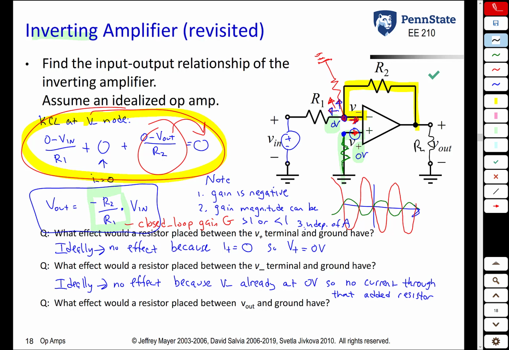Well, once again, think back to this KCL equation here. Does the current through this component here show up at all in this equation? It does not. So what we see is that a resistor placed between V out and ground would have no effect on the voltage at V out. This is a very important result that we're going to see time and time again with op-amps.